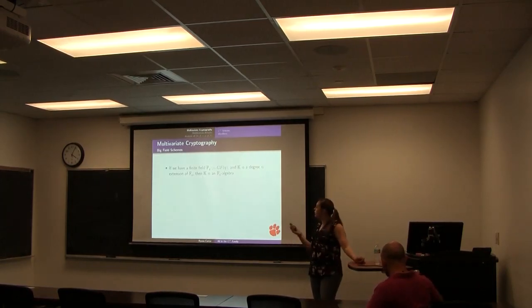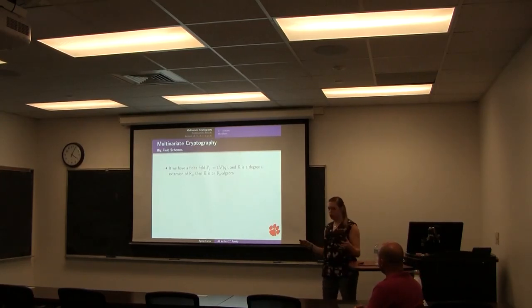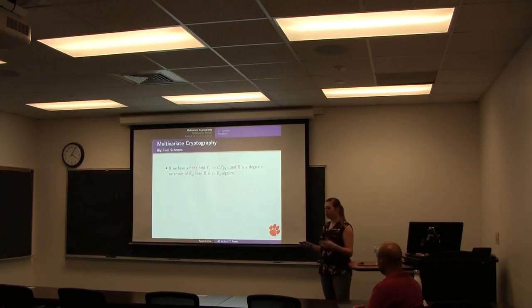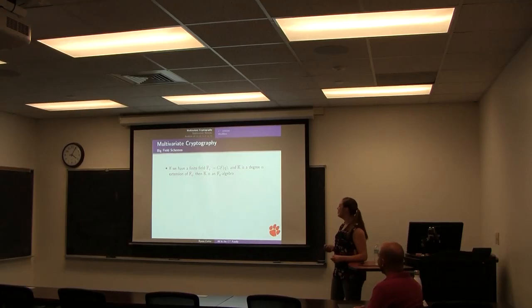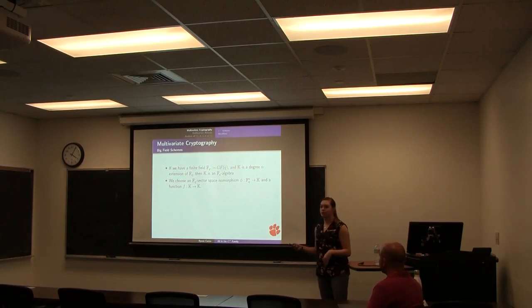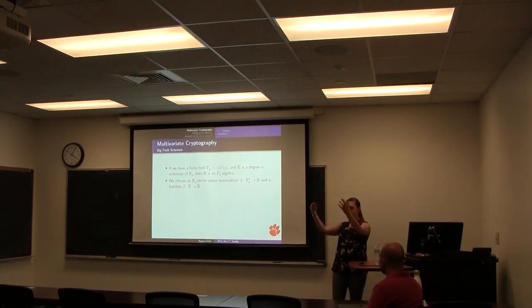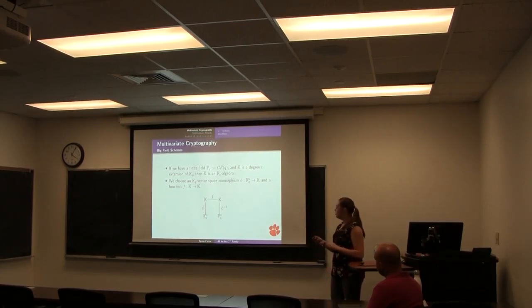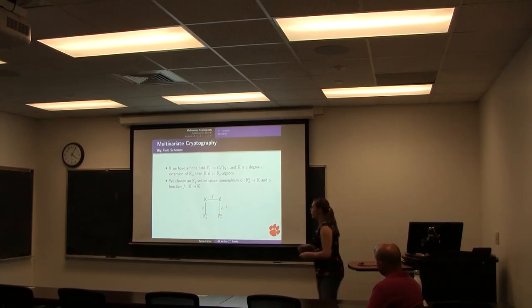Those are schemes that rely on the fact that if we have some finite field FQ, just some field with Q elements in it, and K is a degree n extension of FQ, then K is going to be an FQ algebra. The way we use this to create a scheme is we are going to have some FQ vector space isomorphism that maps us from the base field to the extension field. And then we're going to choose some function that maps us from the extension field to the extension field. Here's just a nice little visual of what this is going to look like.